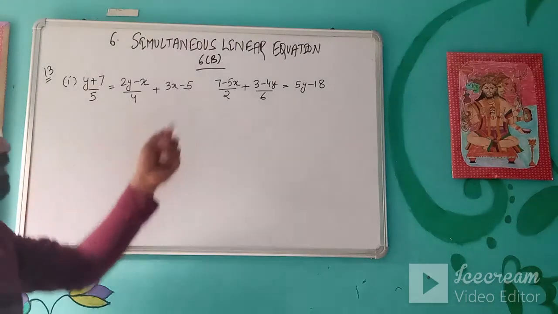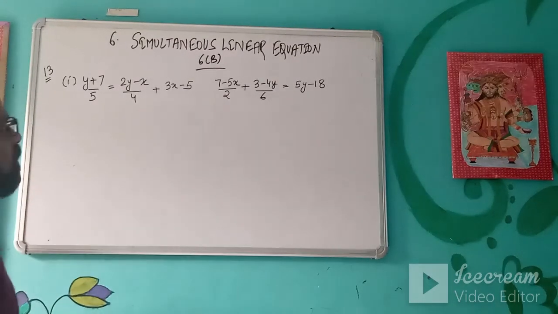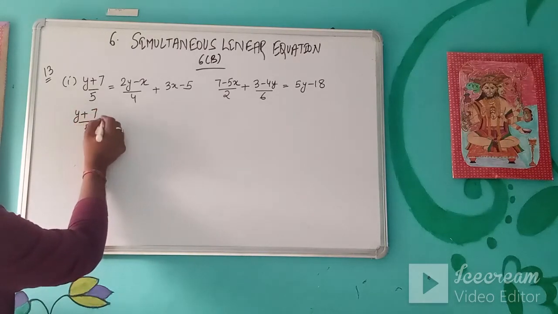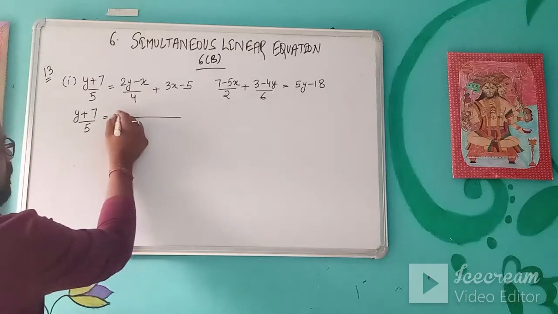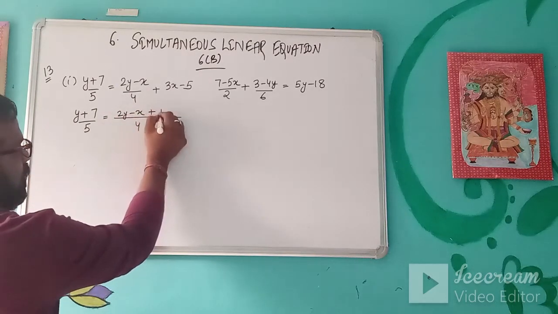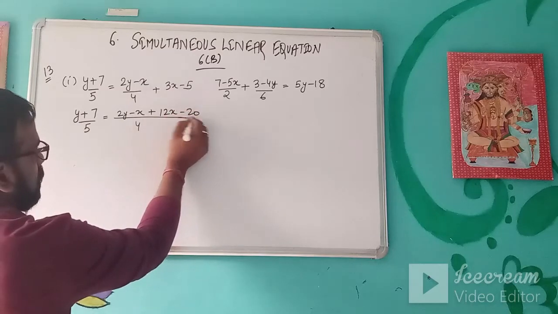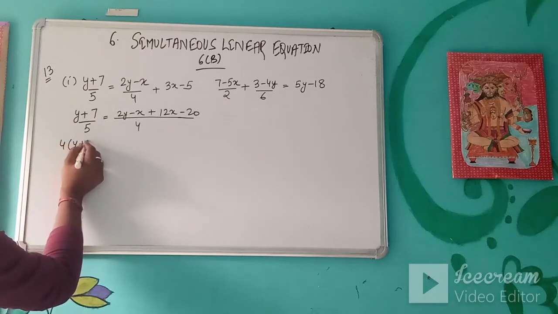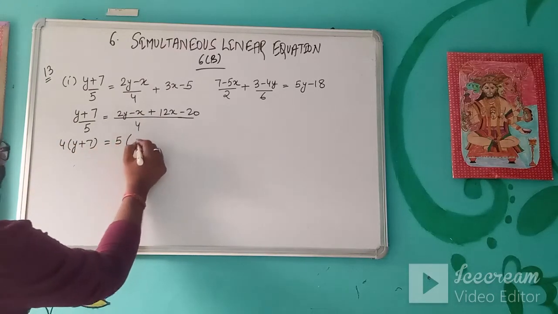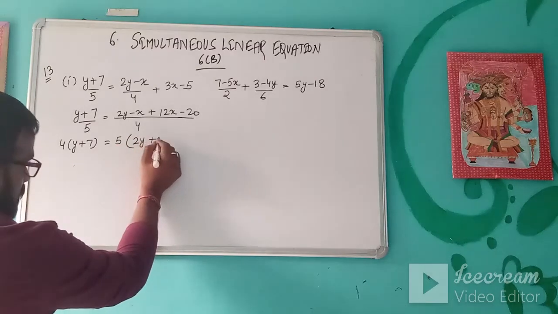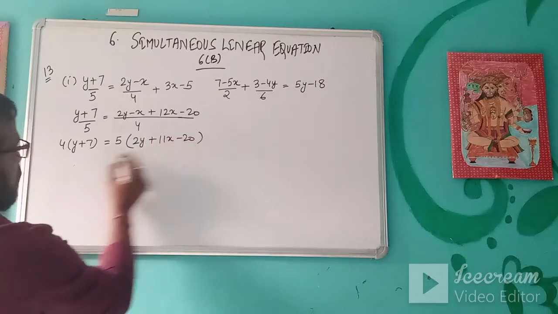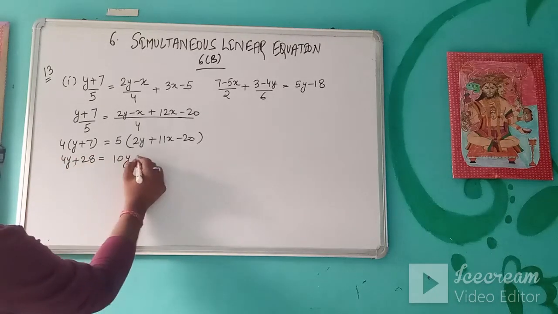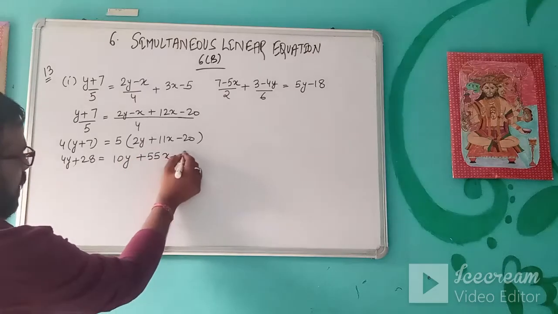Okay, suppose the equation is like this. Again, it is a very complicated equation. So what we are going to do, let it be like this, and here we will take the LCM. So it is 2y minus x plus 12x minus 20. Now we will do the cross multiplication. It will be 4 into y plus 7 equal to 5 into 2y plus 11x minus 20. So 4y plus 28 equals 10y plus 55x minus 100.